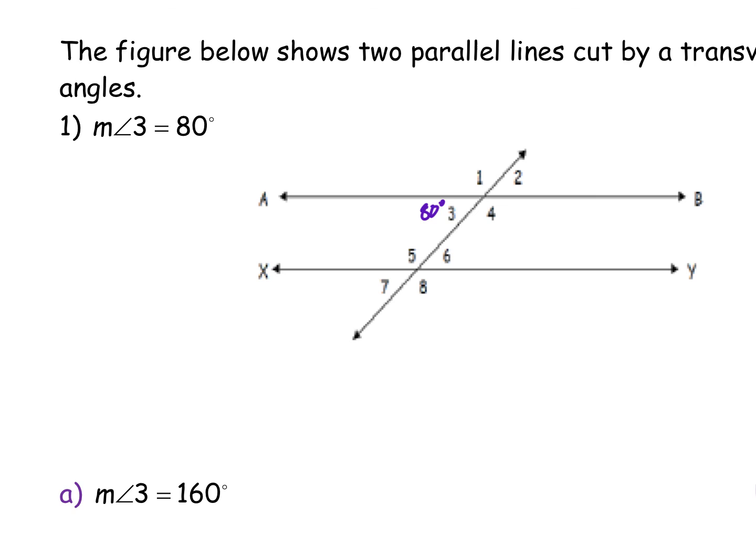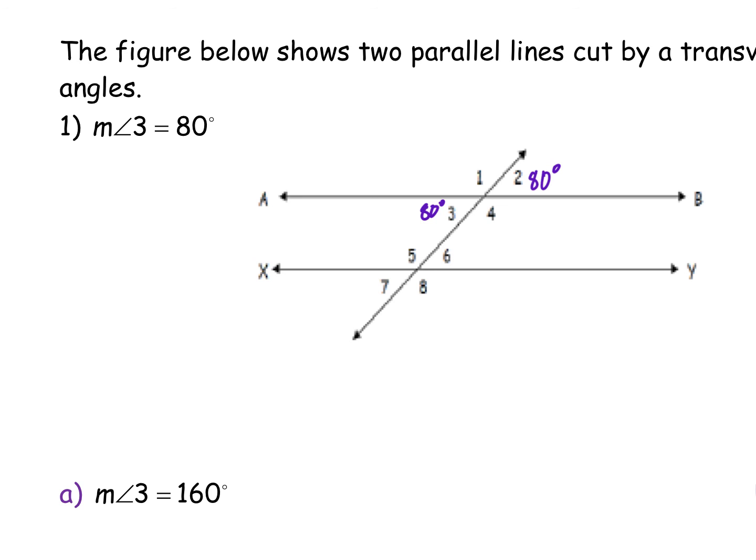Angle 2. Why angle 2? Because it's opposite of 3. Because it's a vertical angle. Very good. So 80 degrees. Why angle 7? If I take it and slide it downwards, what's the name of that angle? What type of angles are 3 and 7?